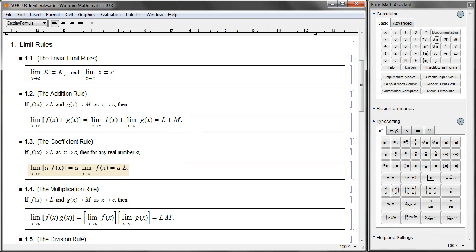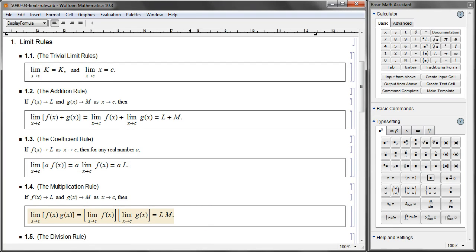Coefficient rule. You can multiply by a constant either before the limit or after the limit. Again, if the limit exists. Multiplication rule, the same thing. The limit of the product is the product of the limits, if the limits exist. If any one of those limits, L or M, does not exist, then everything breaks apart.